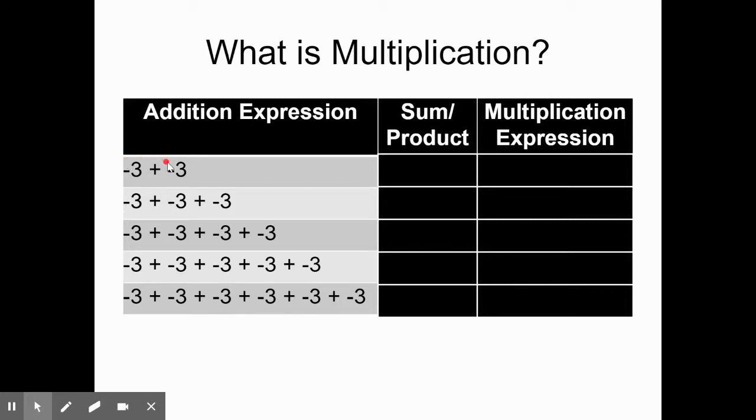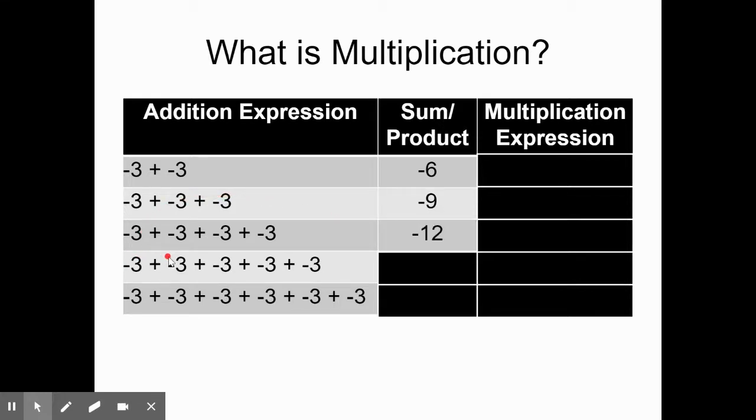So I have -3 plus -3, which is equal to -6. And I have -3 plus -3 plus -3, which is equal to -9. And -3 plus -3 plus -3 plus -3, which is equal to -12, and -3 plus -3 plus -3 plus -3 plus -3 is equal to -15. And then I have -3 plus -3 plus -3 plus -3 plus -3 plus -3 is equal to -18.